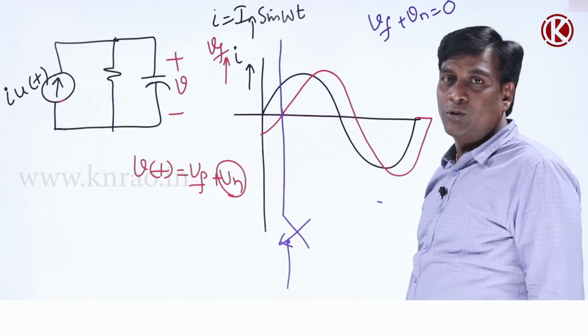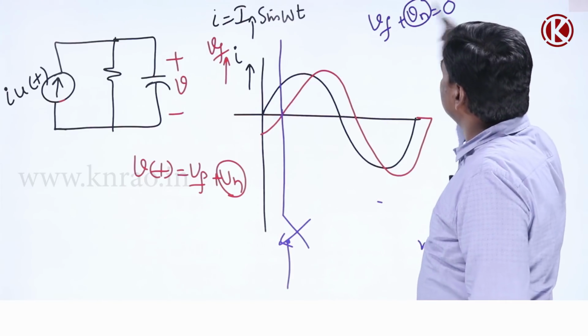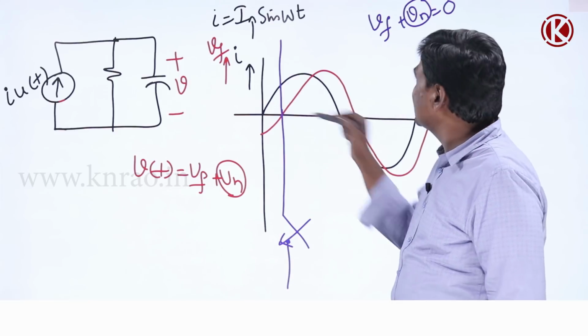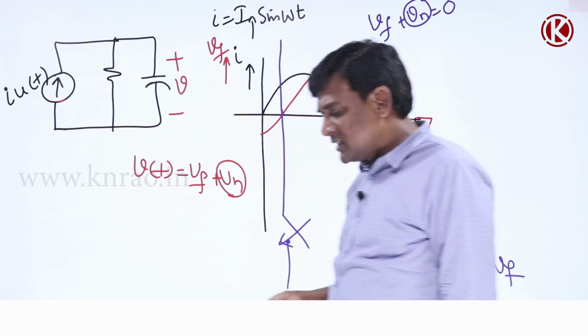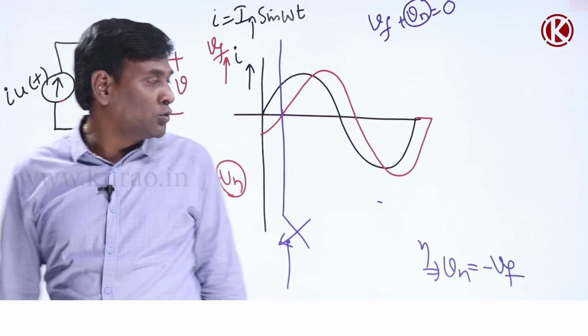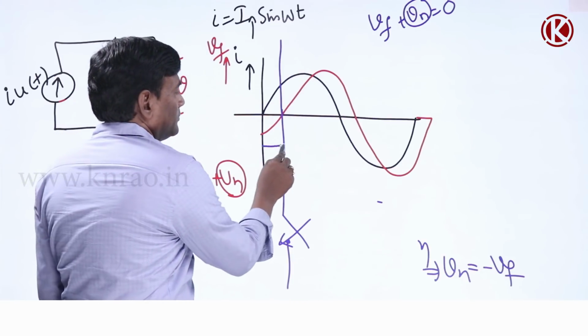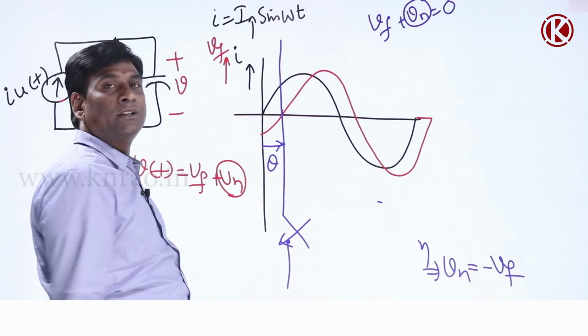Because total response is forced plus natural, the natural response is equal to minus of forced. Forced response is 0 here. If I close my switch here, forced response is 0, so automatically the natural response will become 0. So in order to have a transient free response, this theta has to be considered.